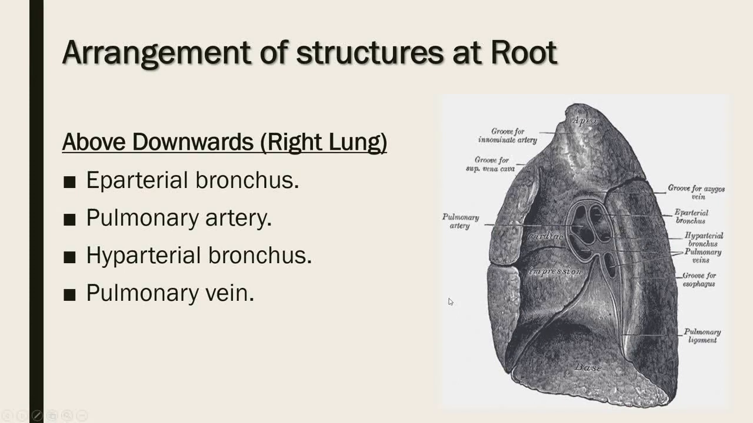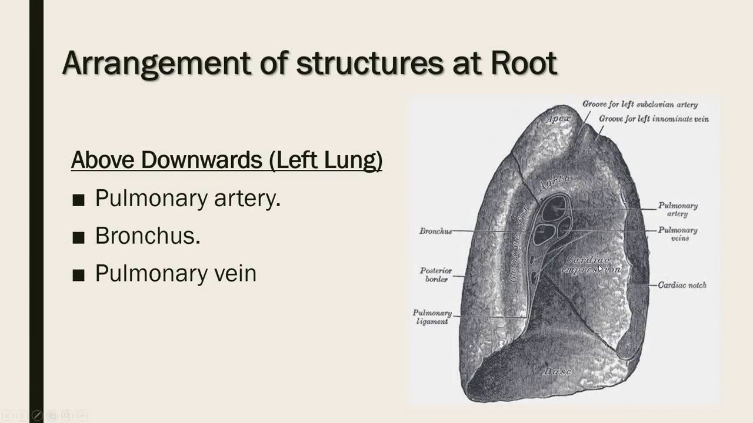But if you consider from above downwards, in case of the right lung, the first will be the eparterial bronchus, then the pulmonary artery itself, then the hyparterial bronchus, and then the pulmonary vein. In case of the left lung, the most superior will be the pulmonary artery, then the bronchus, and then the vein. The pictures are not that accurate, but you should remember the pattern from above downwards.